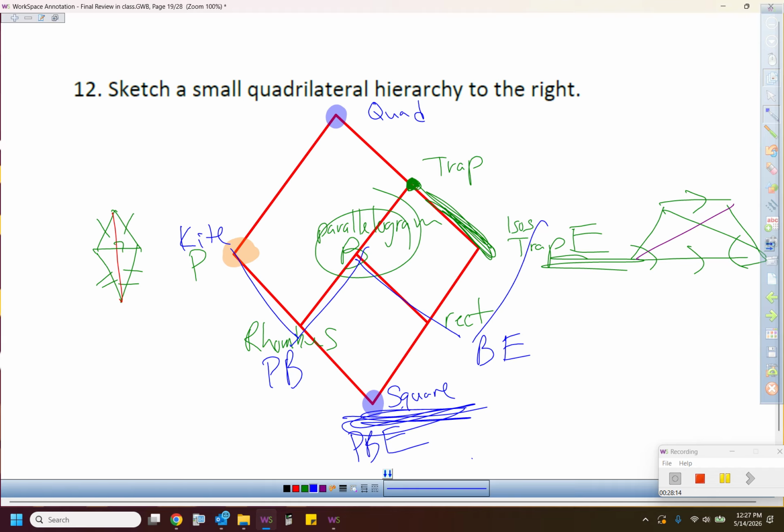Which one of these are only perpendicular? Could you figure that out right now? Of all of these, which ones are only perpendicular? Discuss with your neighbors.